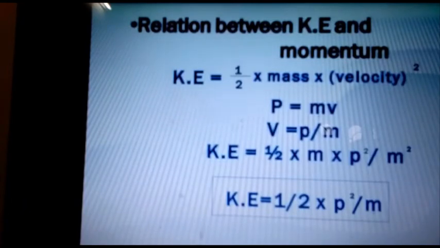Putting this value of velocity in the expression of kinetic energy, we get a new expression, that is kinetic energy equal to half into mass into momentum square by mass square. So ultimately we get an expression kinetic energy equal to half into P square by m. This is the relation between momentum and kinetic energy.